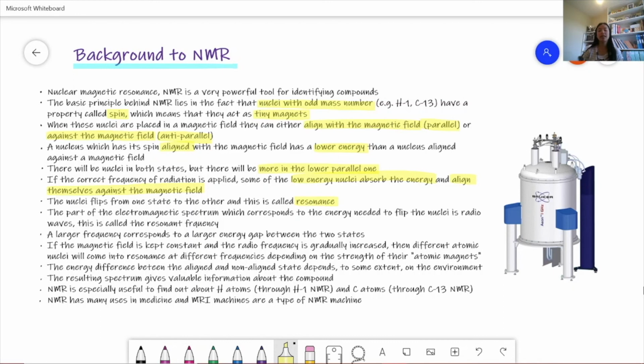And the part of the electromagnetic spectrum which corresponds to the energy needed to flip nuclei is radio waves. And this is what we call the resonant frequency. And a larger frequency corresponds to a larger energy gap between the parallel state and the non-parallel state, so the anti-parallel state. If the magnetic field is kept constant and the radio frequency is gradually increased, then different atomic nuclei will come into resonance at different frequencies depending on the strength of their atomic magnets. So just depending on that particular nucleus.